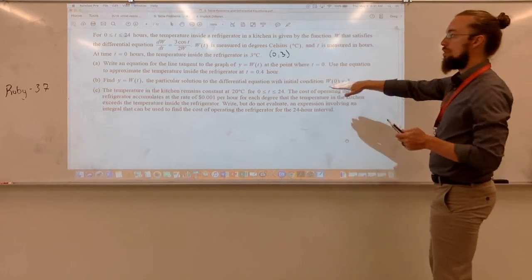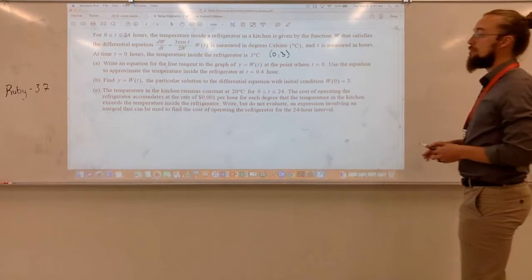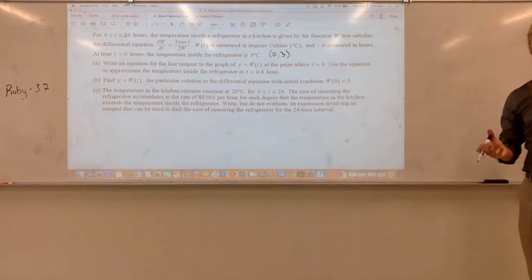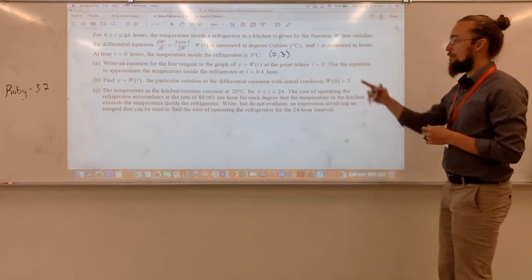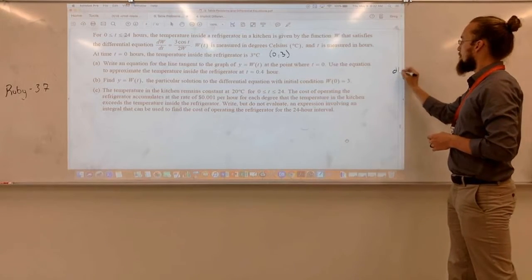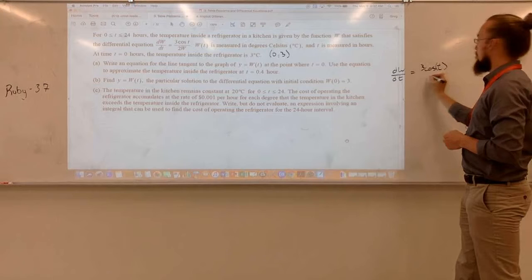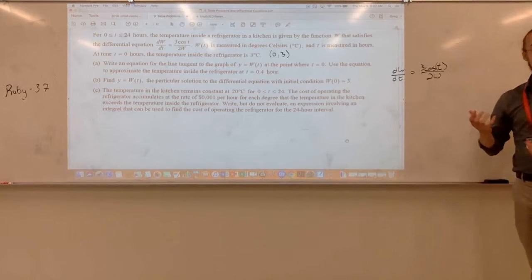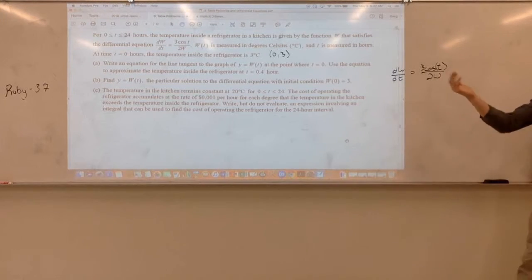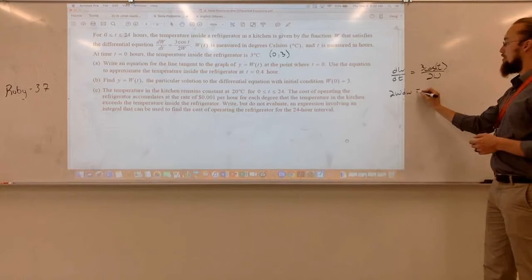I really just wanted to look at part B, solving the differential equation, because on these types of problems, solving the differential equation is more than half the points. It's usually either 5 or 6 points. So for B, we want to solve this differential equation: dW/dt equals 3 cosine of t over 2W. First thing I need to do is separate the variables. Get the W's and the dW's on one side, the t's and dt's on the other. So I'm just going to multiply the 2W over here and multiply the dt over here.